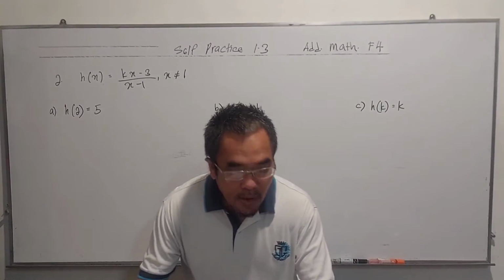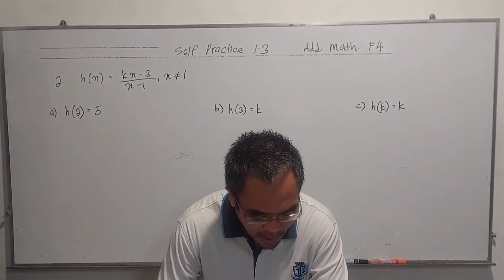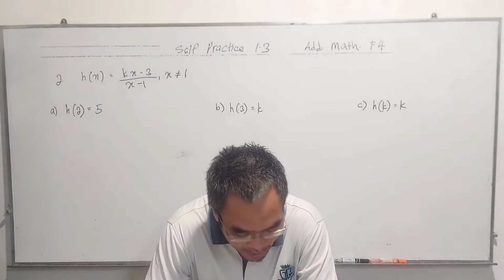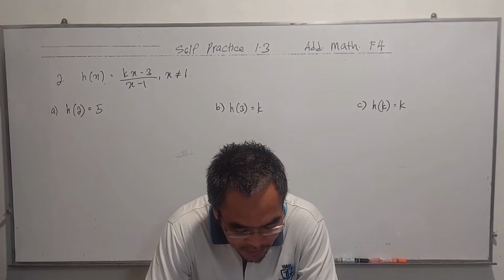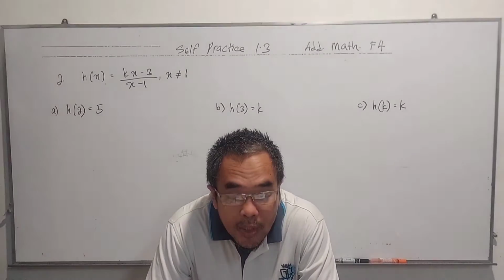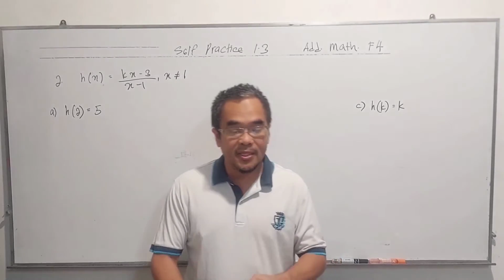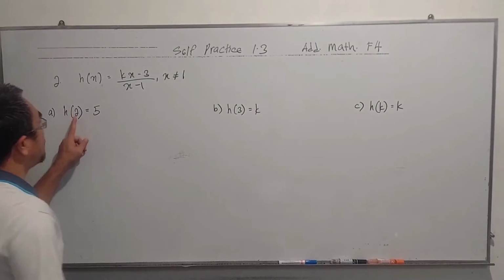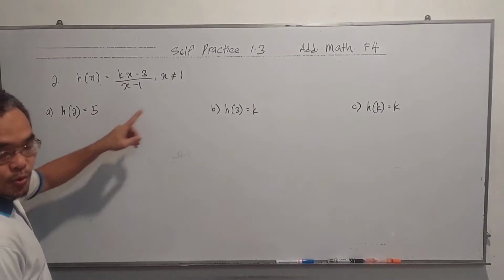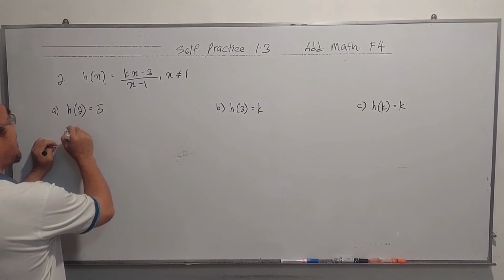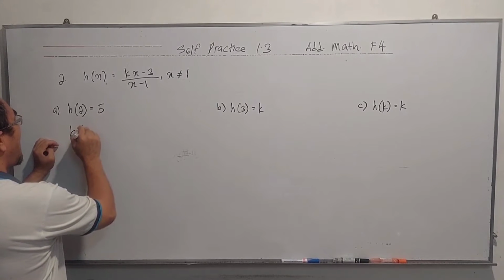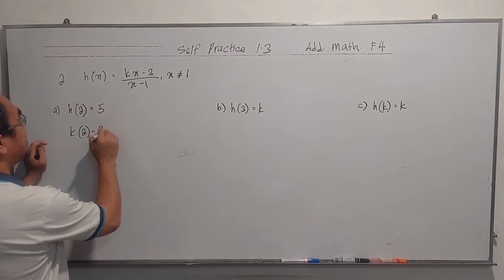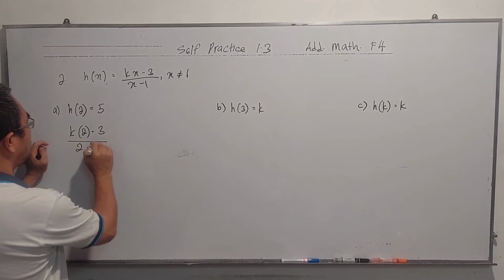Okay, question number 2. Function h is defined by h(x) equals kx minus 3 over x minus 1, where x is not equal to 1. Find the value of k such that h(2) equals 5. h(2) equals 5 means 2 is the object, 5 is the image. So how to write it down? Where x is, you replace with 2, and it equals 5. So you say k times 2 minus 3 over 2 minus 1 is equal to 5.